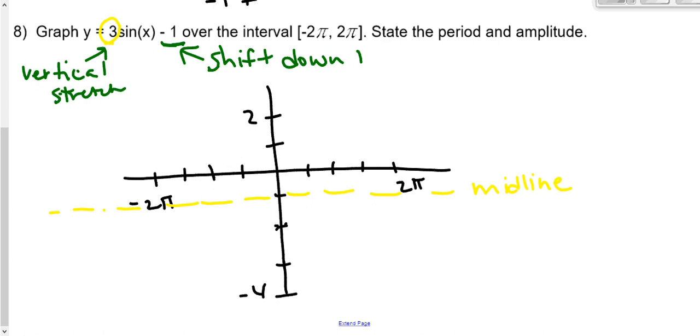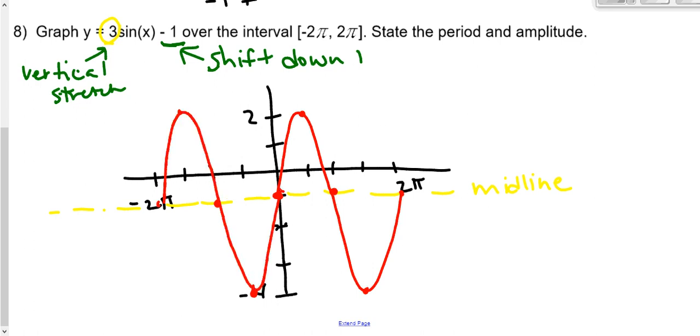And then this is a sine graph, and so we want to start at the middle. And then we're not going up 1 to the top, we're going up 3 to the top, and then back to the middle, and down 3 to the bottom, and then back to the middle. Same thing on the other side. Down to the bottom, back to the middle, up to the top, and back to the middle. Okay.